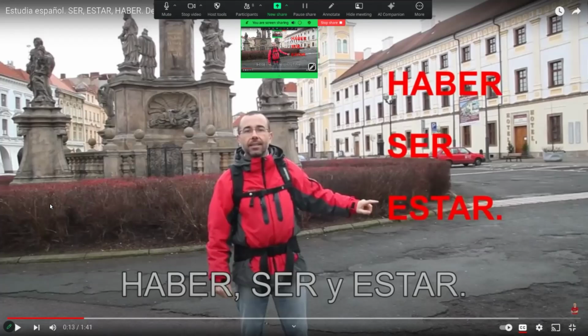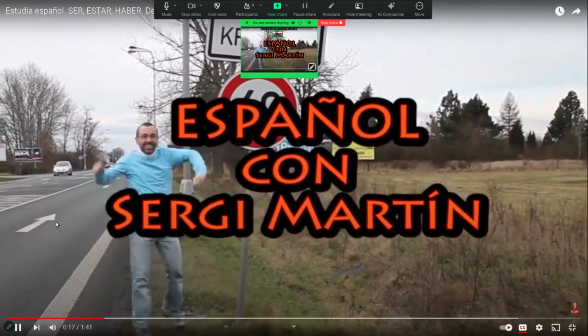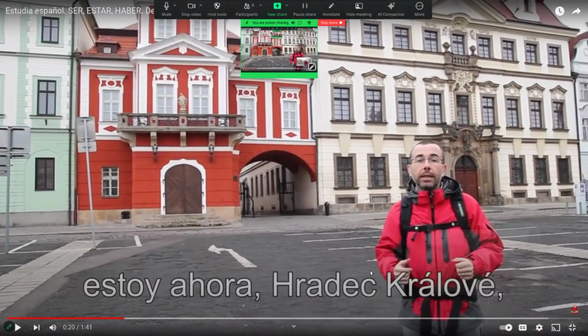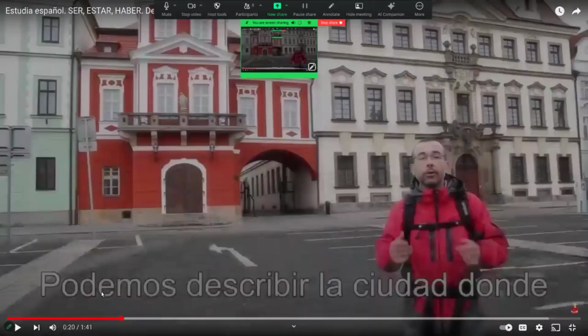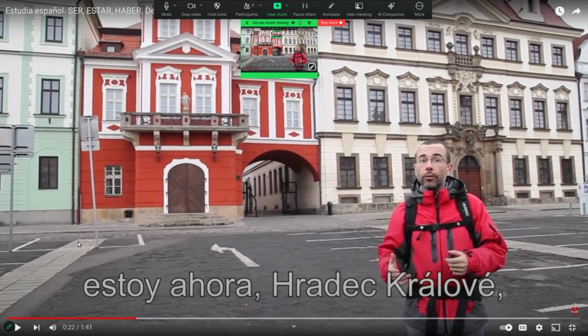Haber is used in a lot of structures in Spanish, but the only one that's important for you to know right now is that hay comes from haber. Podemos describir la ciudad donde estoy ahora, Hradec Králové. I can describe where I am now. For how you feel or where you are, always use the verb estar when you talk about location. Estar is what you want to use.